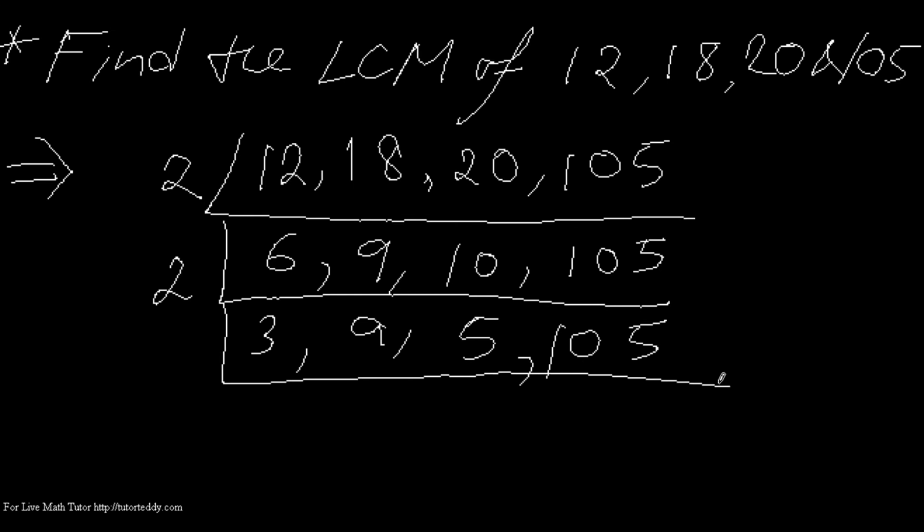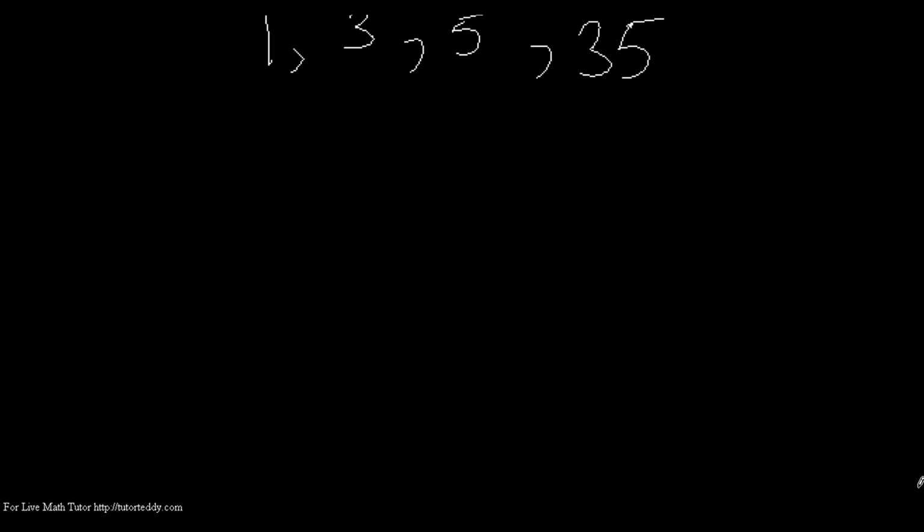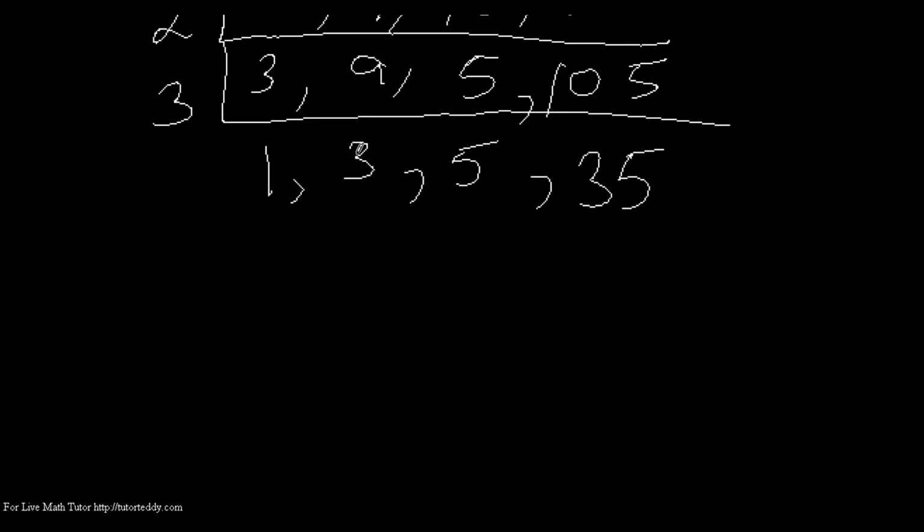Again I divide. Now I can see that none of the numbers is divisible by 2 anymore, but 3 is divisible by 3, 9 is divisible by 3. So I divide with 3. 3 1s are 3, comma 3 3s are 9, 5 remains, and here see 105 is divisible by 3 because 3 3s are 9 and 3 5s are 15. Next, here again I divide, but see that only 3 will be divisible by 3 and no other number.